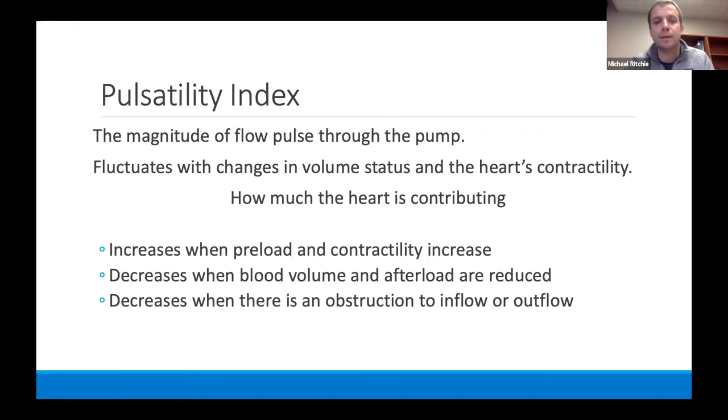So if you were to give them epi and the LV were to squeeze more, their pulsatility index would go up. And then obviously it would decrease if their LV function gets worse. It's not squeezing, it's not doing anything. If you unload the LV completely, the pulsatility index goes down because there's no blood in there for it to squeeze against and create pulsatility.